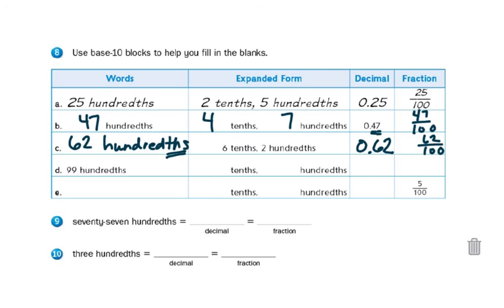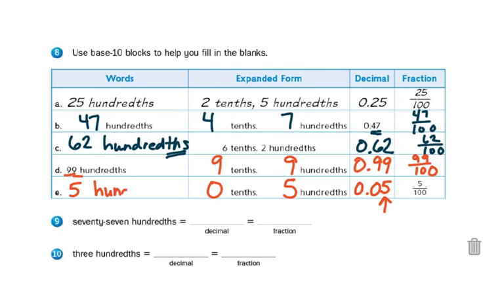D, 99 hundredths would be 9 tenths and 9 hundredths. As a decimal, it would be 99 hundredths. Write that as a fraction, 99 100ths. E, we have 5 hundredths. Be careful with this one. There are 0 tenths. The 5 has to end in the hundredths place. So in expanded form, it would be 0 tenths, 5 hundredths, and we would write 5 hundredths.